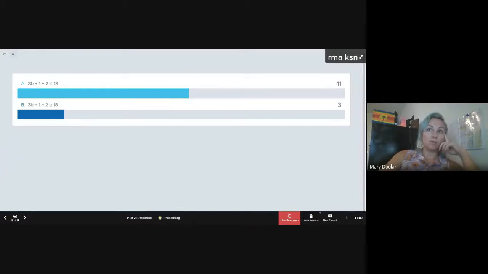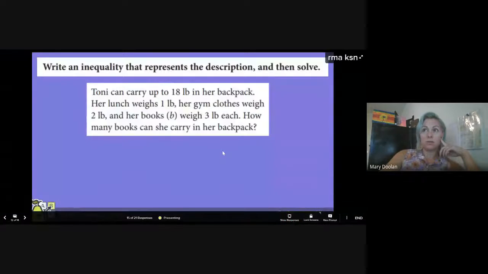So 3b plus 1 plus 2. This is the total weight inside the backpack. And does that total weight need to be less than or equal to 18? Or should the total weight in the backpack be greater than or equal to 18? Tony can carry up to 18 pounds. This means she cannot carry more than 18 pounds.